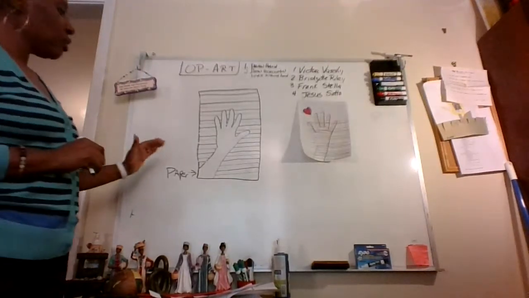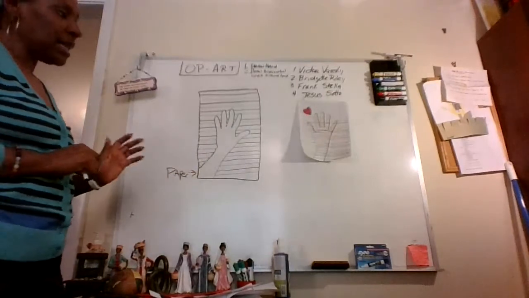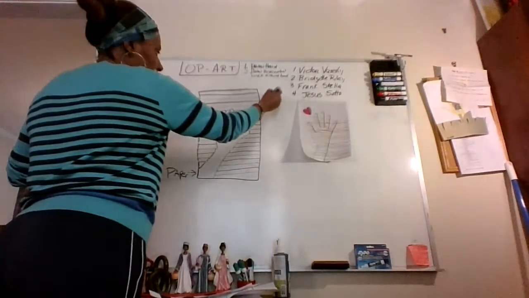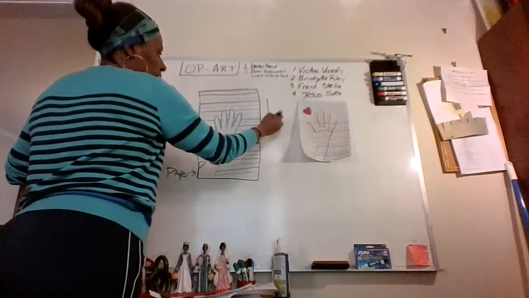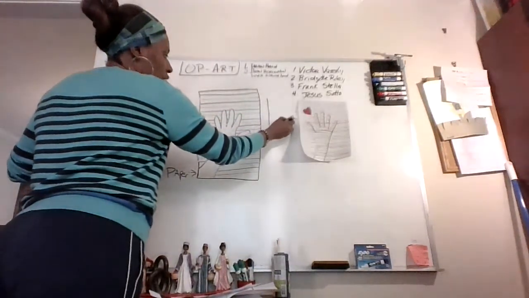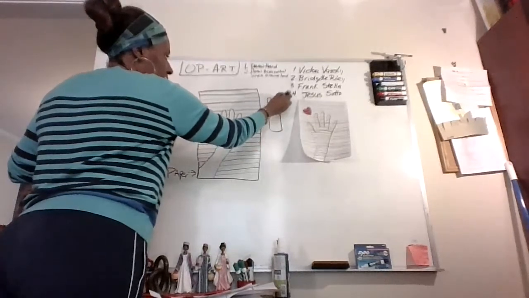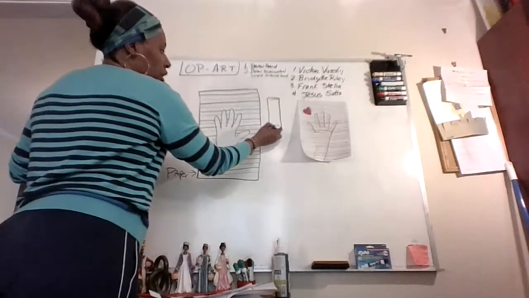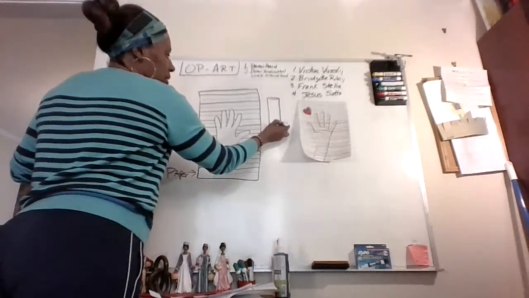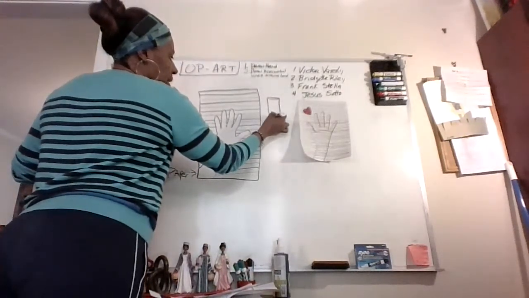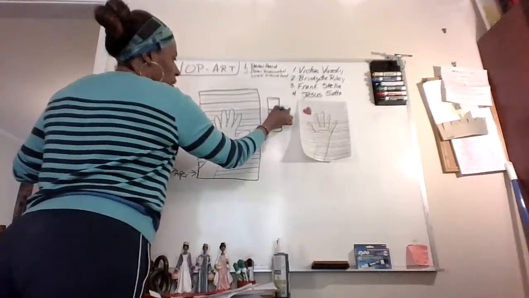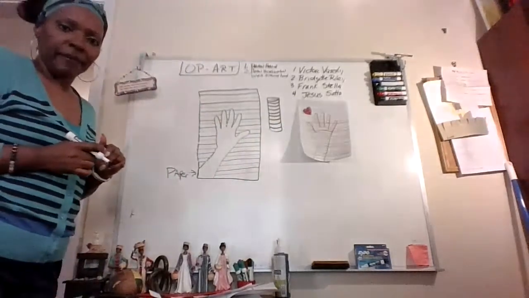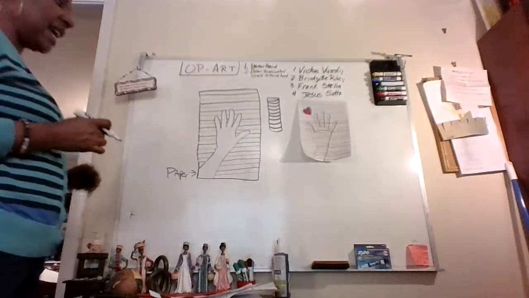So anytime you draw curved lines, it makes it look like something is curved. For example, if I drew a cup, I have to curve it on the bottom and I have to curve it at the top to make it look 3D. I can now do curved lines around it, and that makes it look even more curved or 3D. All right? That's what we're going to do on the hand.